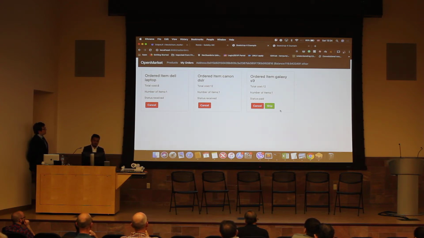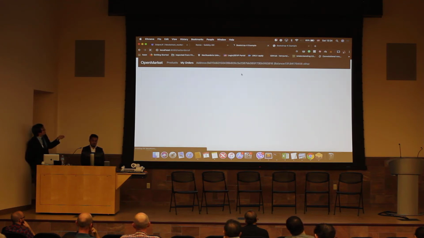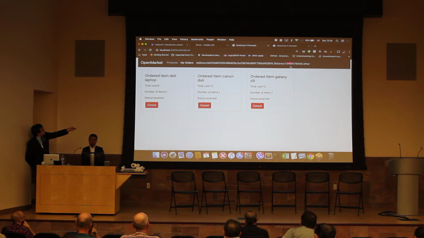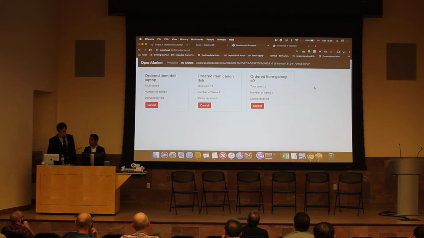So once the seller ships the product, the buyer has an option to issue payment after the delivery. So once the product has been delivered, the buyer has an option to issue payment to the seller. He has issued the payment. The balance has been increased by the amount of that product. So this is the general buying and selling flow that we have been working with so far. So that concludes the demo.